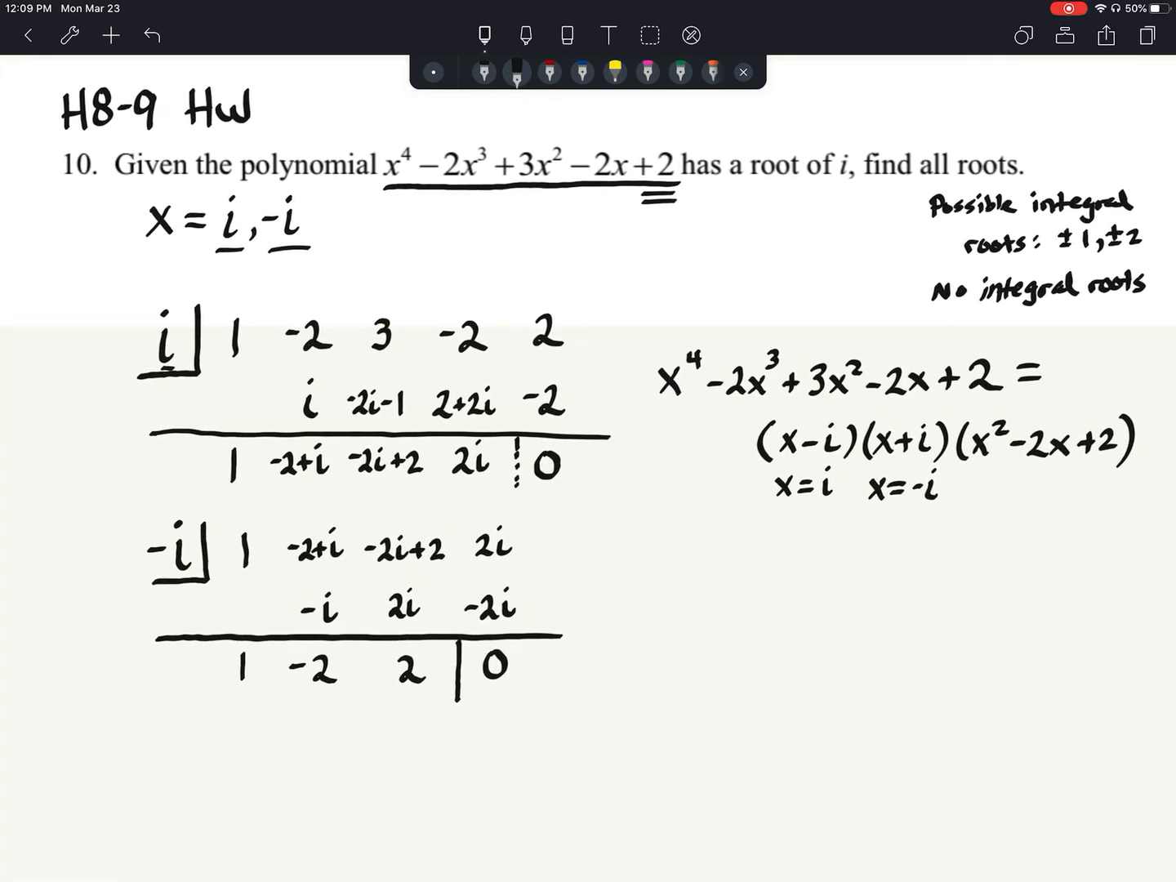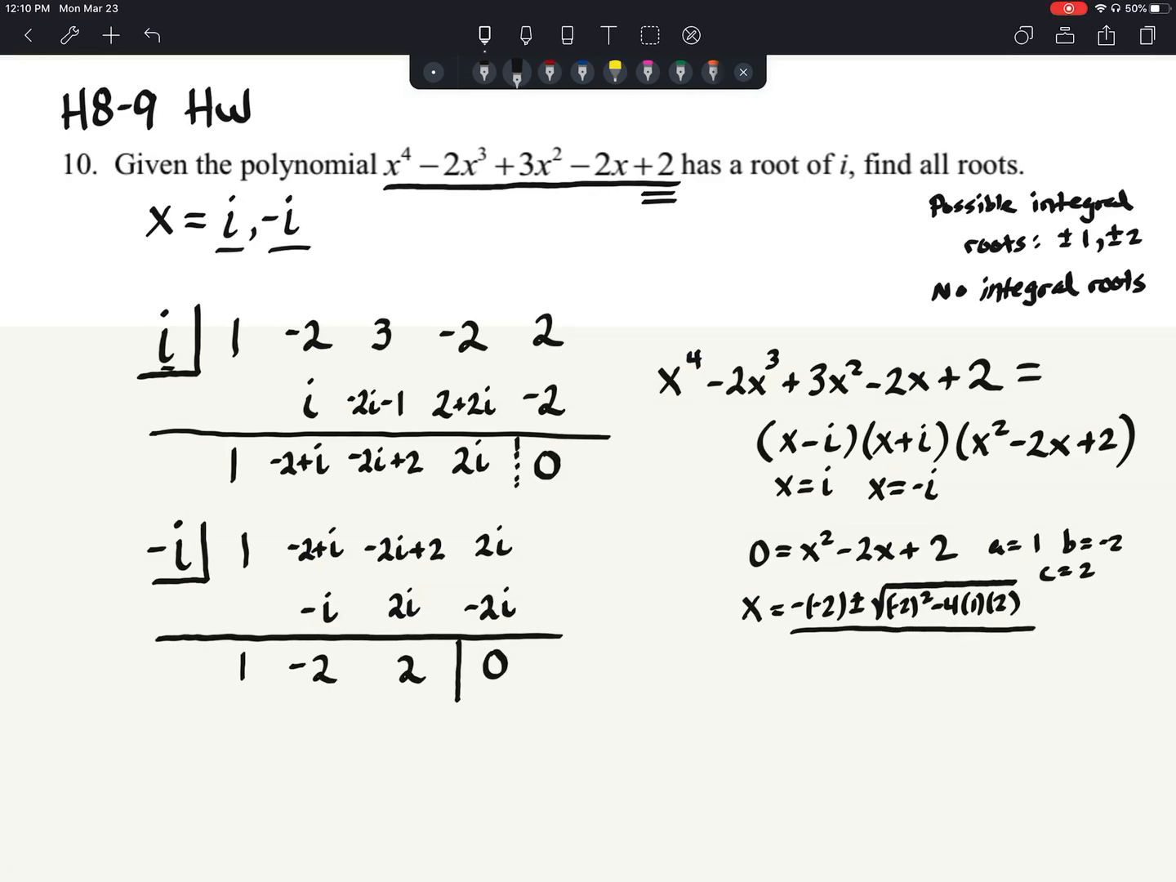Now, x squared minus 2x plus 2, we know it's going to give us imaginary numbers because we had no x-intercepts when we looked at the graph. So what we're going to do here then is solve that now. So I'm going to say 0 equals x squared minus 2x plus 2. We'll take it and do our quadratic formula. So a is equal to 1, b is negative 2, and c is positive 2. So the opposite of negative 2, plus or minus the square root of negative 2 squared minus 4 times 1 times 2, all over 2 times 1.